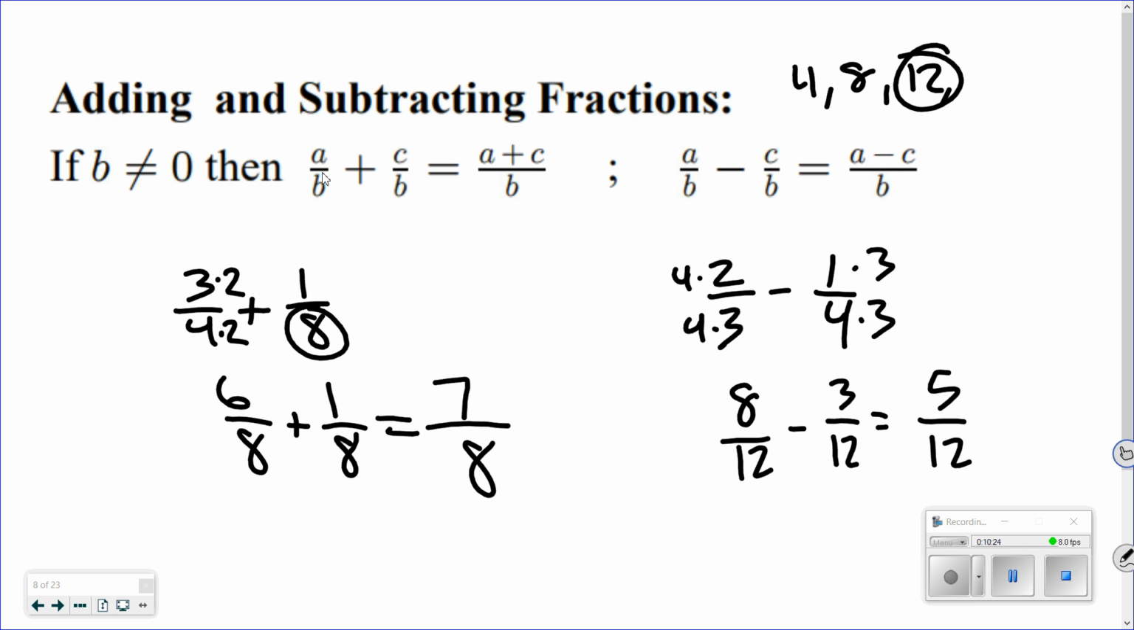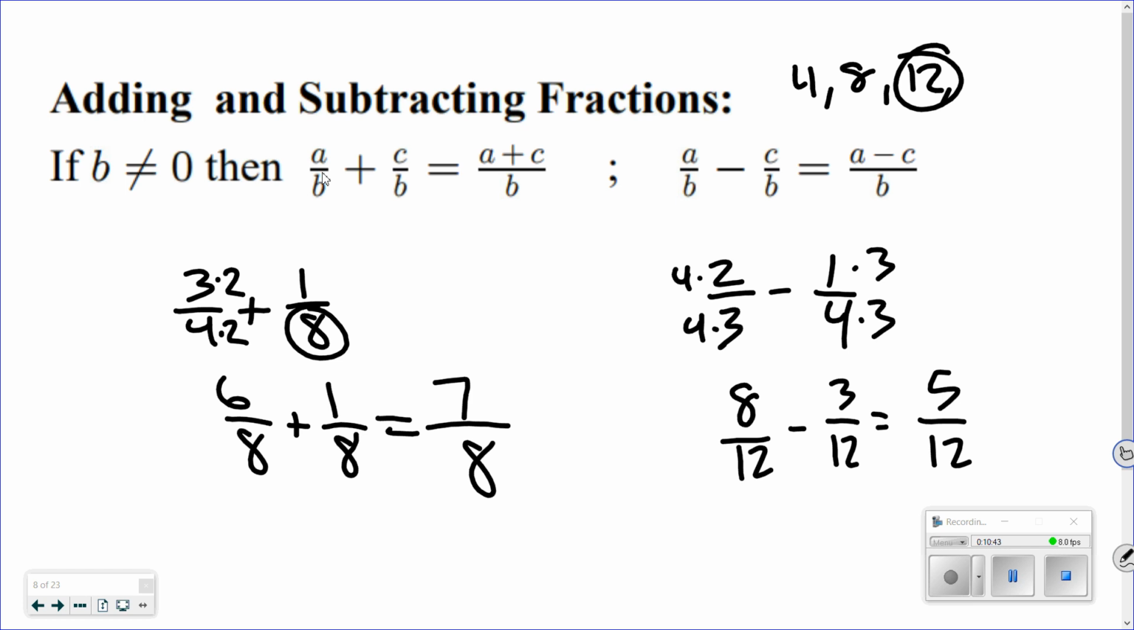So really big things: multiplication, you just multiply straight across. Division, you have to rewrite it as a multiplication problem first, then multiply straight across. With addition and subtraction, you've got to have a common denominator. It has to.